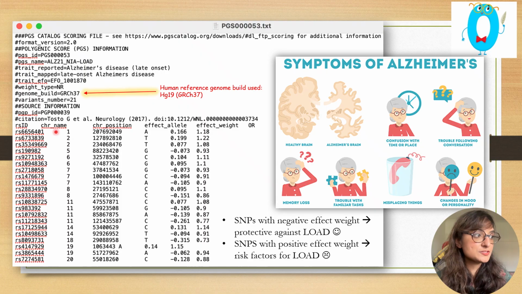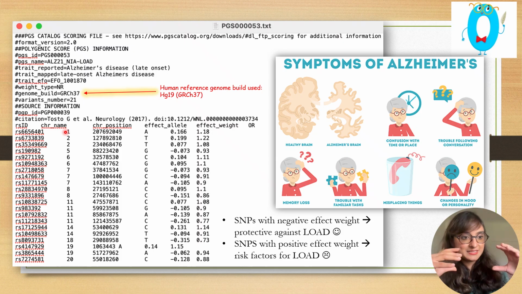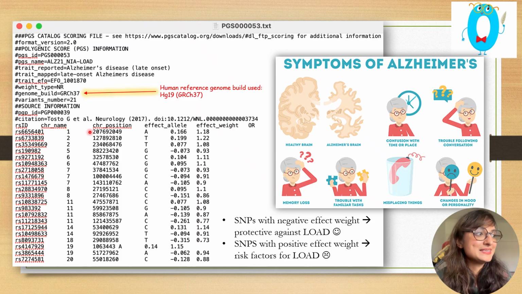So at this chromosome, using this HG19 build, the positions differ based on the build. It's kind of like translating different languages. So we have this position here, and having an A increases your risk of the late onset Alzheimer's disease. And this is the odds ratio.